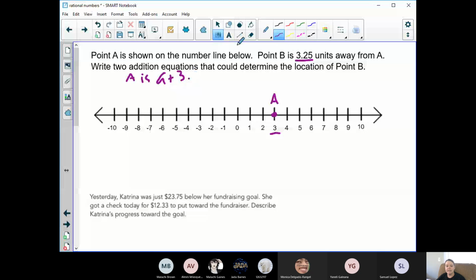Point B, it tells us, is 3.25 units away. Now, it doesn't say negative 3.25 units away or positive 3.25 units away, so it could be either direction. We don't know that. So we're going to write our two addition equations, one for a positive 3.25 and one for a negative 3.25.